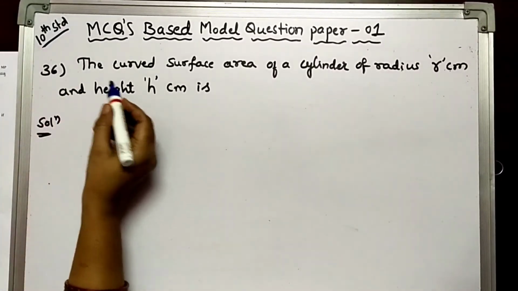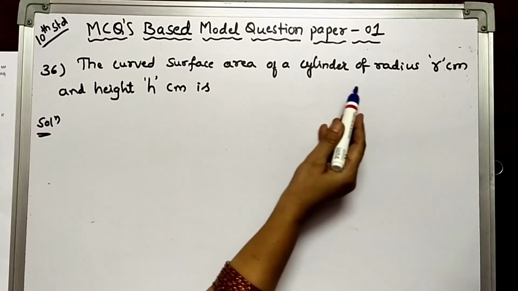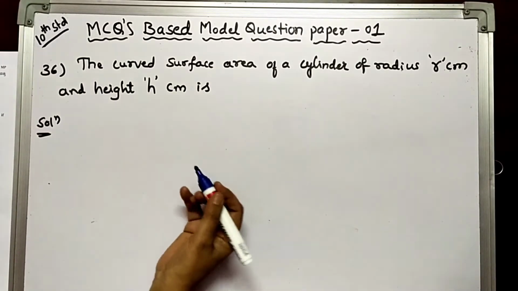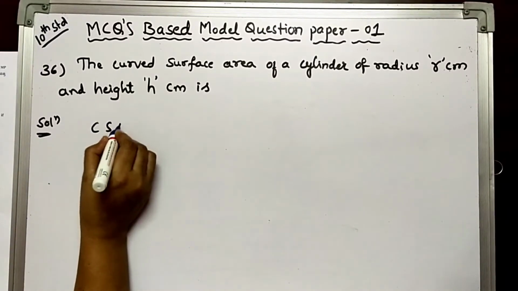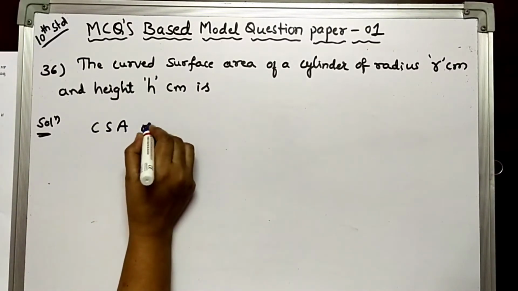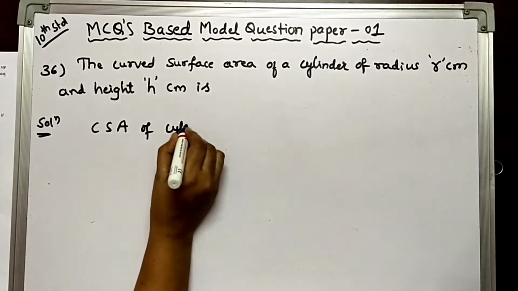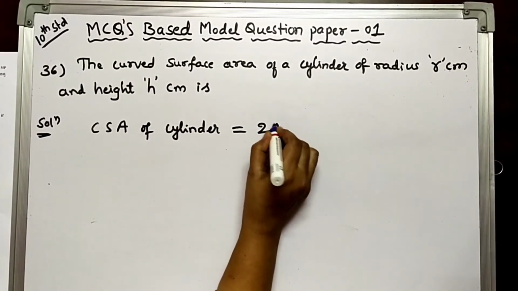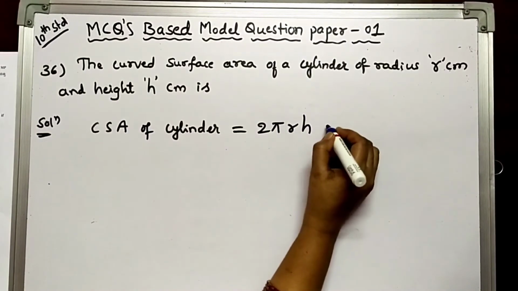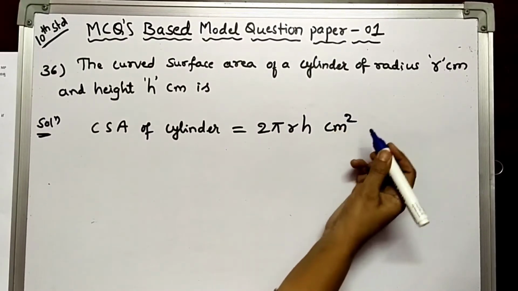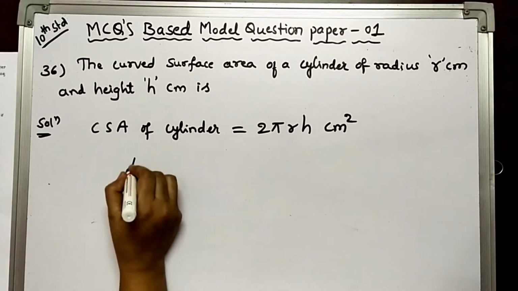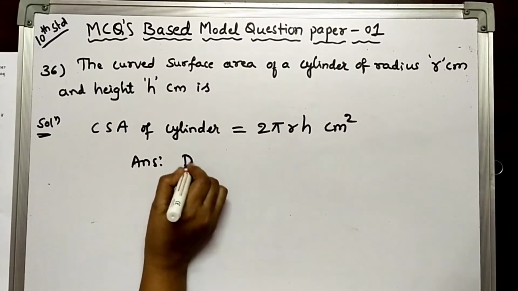Question number 36. The curved surface area of a cylinder of radius r centimeter and height h centimeter is CSA. The curved surface area of a cylinder is equal to, the formula to write, 2 pi r h centimeter square. Option D. So answer D.